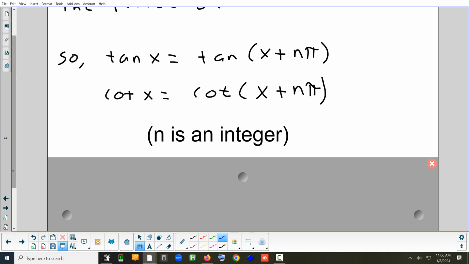Tangent and cotangent are kind of the weird ones. They're the only functions that have a cycle length of pi. Everything else is 2 pi. Sine, cosine, secant, and cosecant.